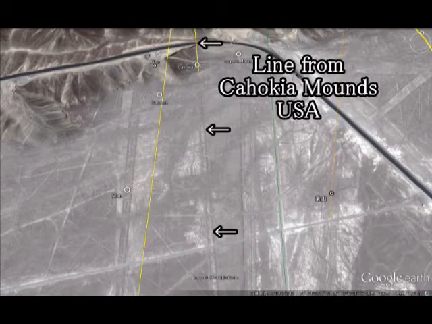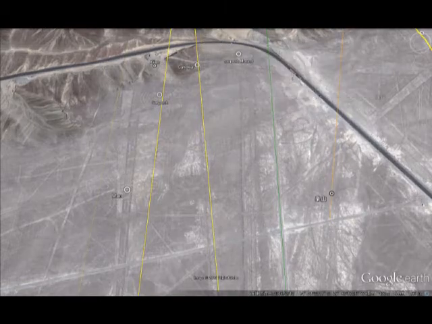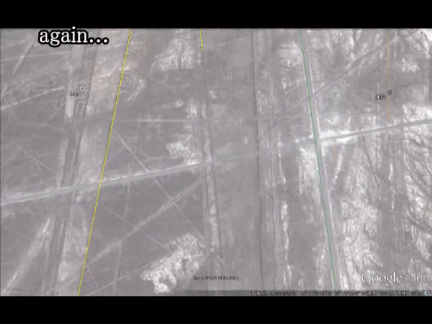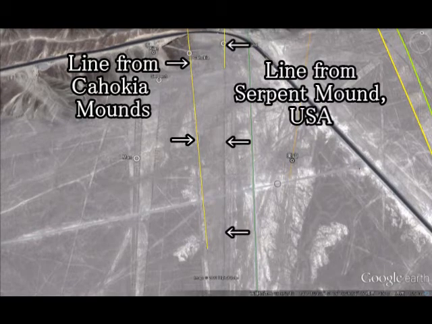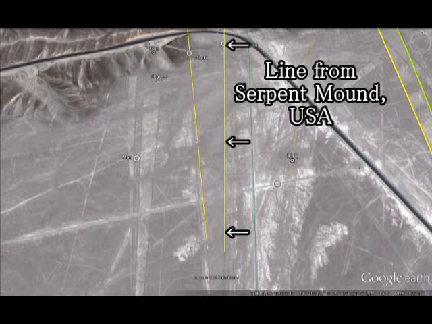And this airline on the right comes from Cahokia Mounds, USA, and this line runs together with the line in Nazca like this. Again, I will show you. Please watch carefully, the right yellow line. Yes, this line runs together with the line in Nazca, and on the same runway you can find another line here. This line comes from Serpent Mound, USA. And so this runway shows two directions together.